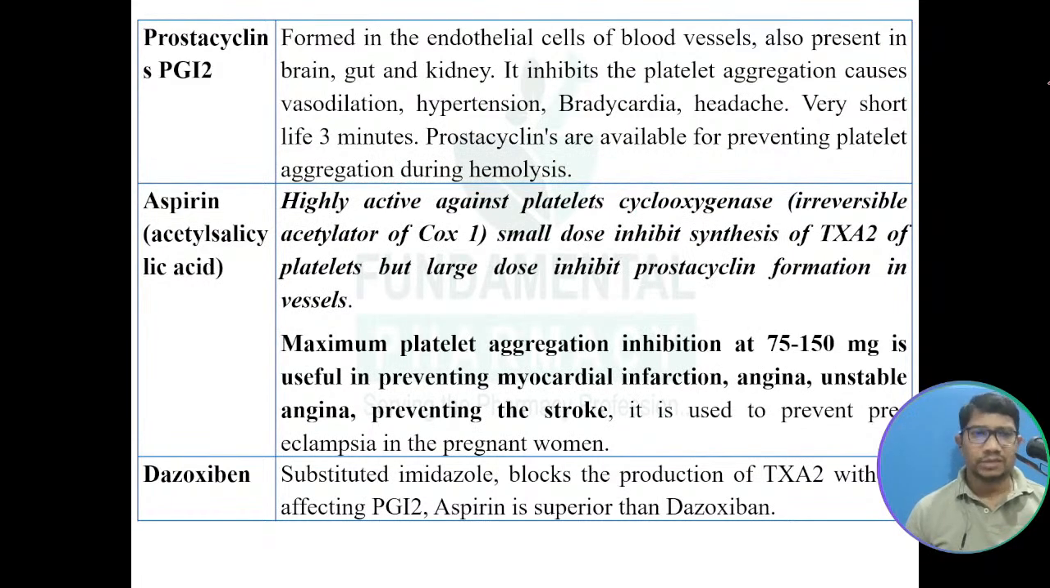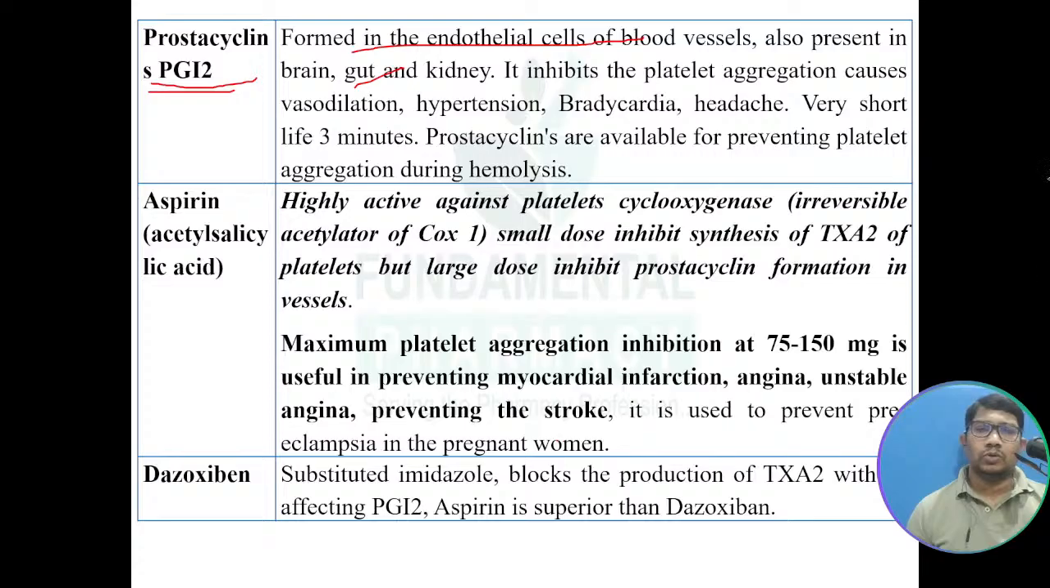Now we'll see individual antiplatelet drugs. The first is prostacyclin, PGI2. They are formed in the endothelial cells of blood vessels. They are also present in the brain, GIT and kidney. That means the inner layer of the blood vessel, but they are also present in the brain, GIT and kidney.